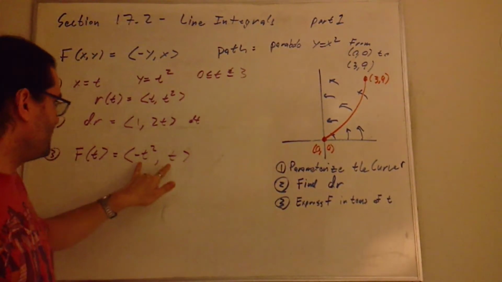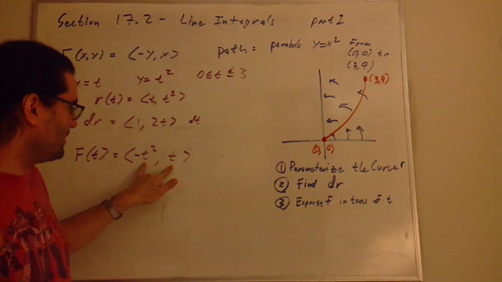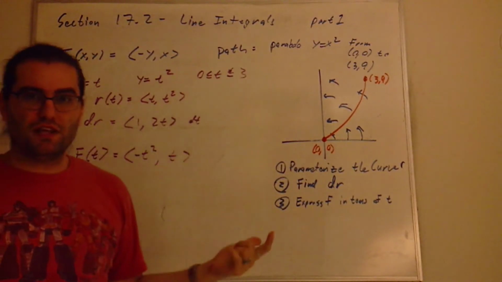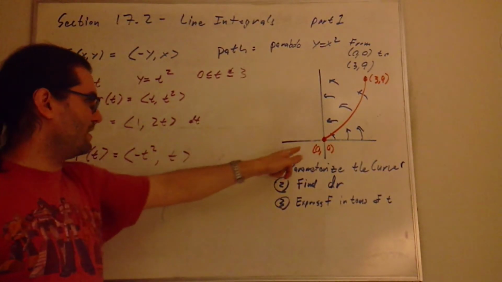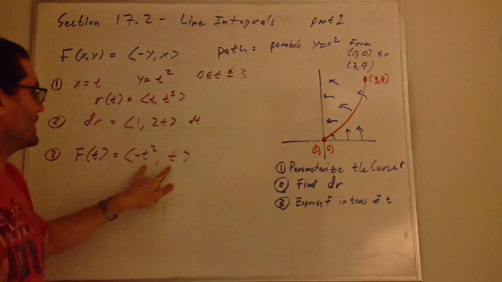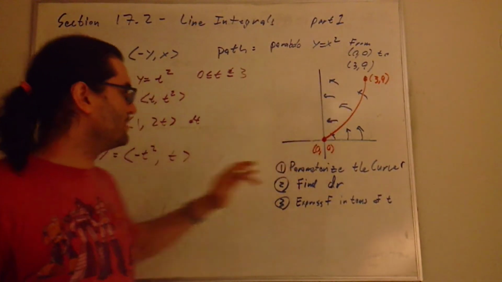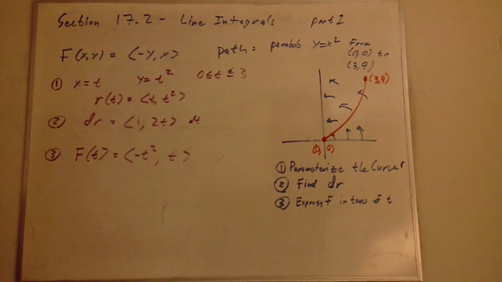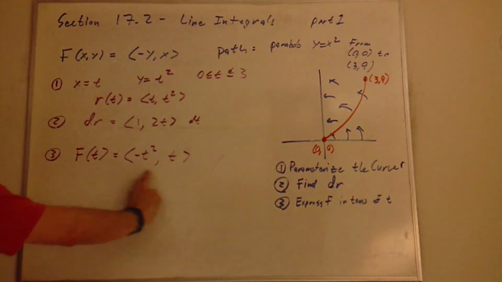You can't make these things be negative 3, negative 1. Not really. Not in this scope of t. But that's fine. I don't need it to be negative 3, negative 1, because that's not on my path. This will tell me exactly what the vector field is doing along this path and nowhere else, and that's what I want. So, I have my vector field in terms of t.